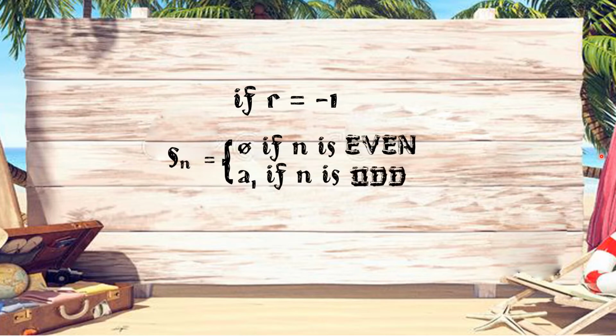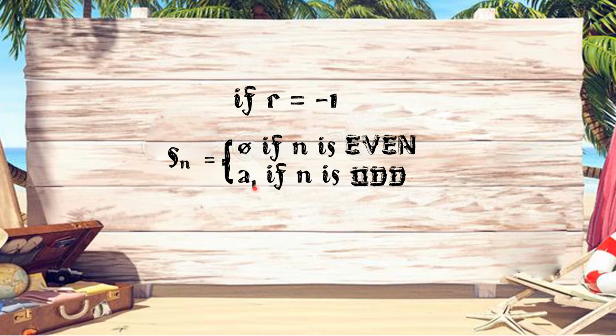Pero itong shortcut na to only applies if the ratio is negative 1. Okay. So, ang sum natin ng geometric sequence or ang geometric series natin, ang sagot, 0 kapag ang hinahanap natin ay, ang number of terms natin ay even. Kagaya nung kanina, S sub 30. So, 30 is an even number. Therefore, ang series natin ay 0.